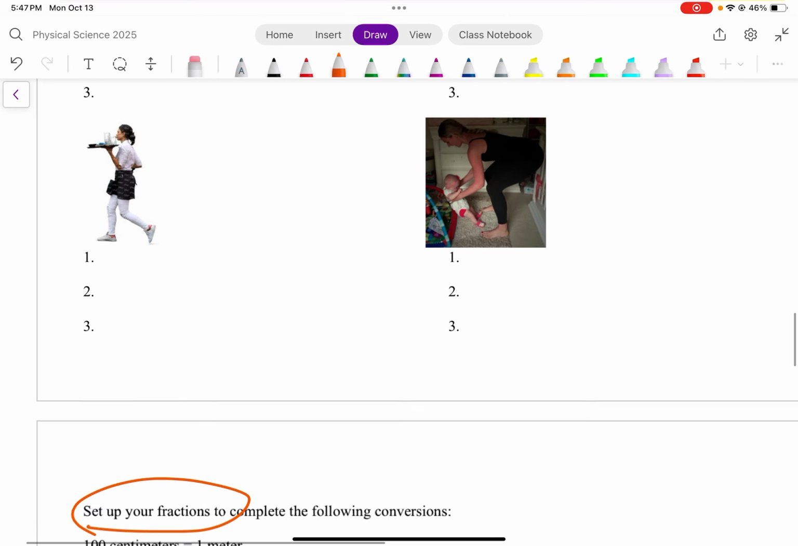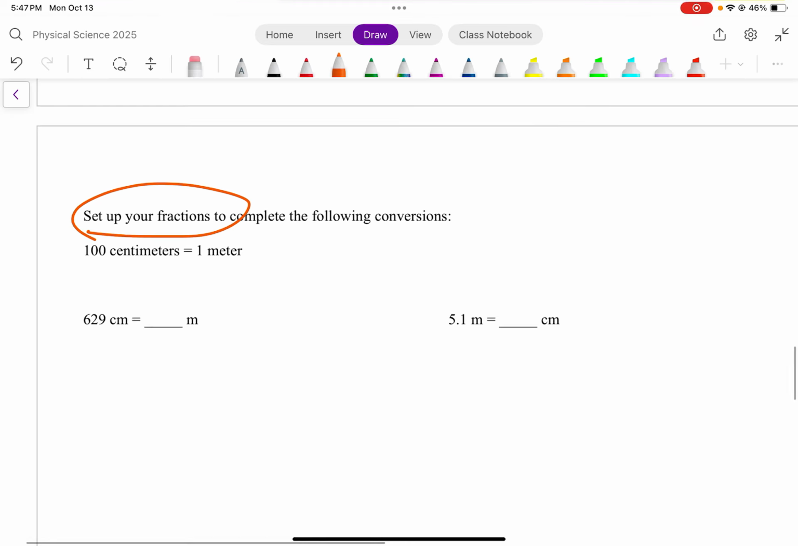And then, like I said, set up the fractions, put your labels on them, just like we've done in the past for those. I still have a pretty good handful of people that aren't doing that, so make sure you're getting in the habit of showing me those fractions.